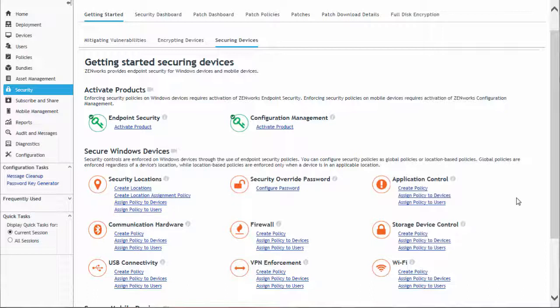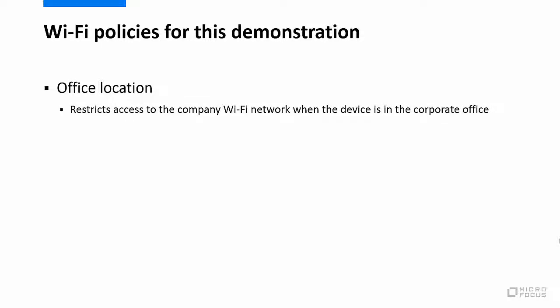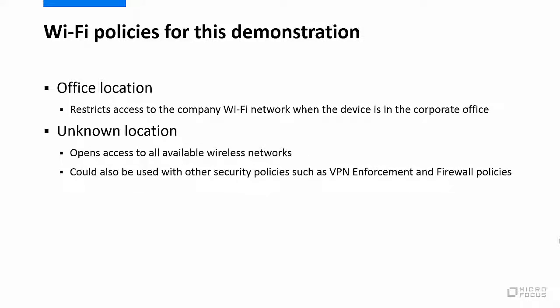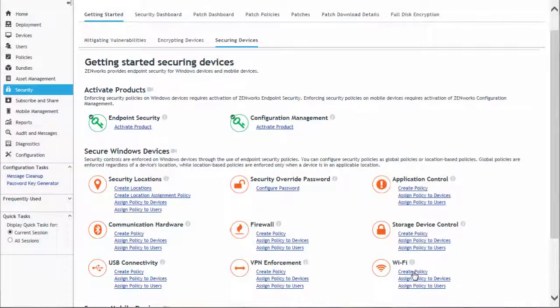Now that we have defined locations and assigned them to our devices, we can create location-based policies. For this demonstration, we'll have 2 Wi-Fi policies, one for the office location and one for the unknown location. The office location will restrict Wi-Fi access to the corporate wireless access point only, so no wireless networks other than the approved corporate network can be accessed while in the office. The unknown location will allow access to all wireless networks. To provide greater security, we could also assign a VPN enforcement policy in the unknown location to force a VPN connection.